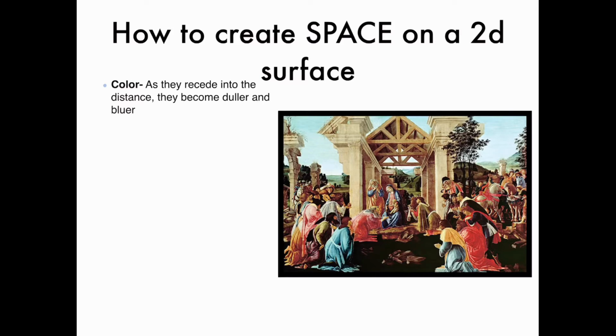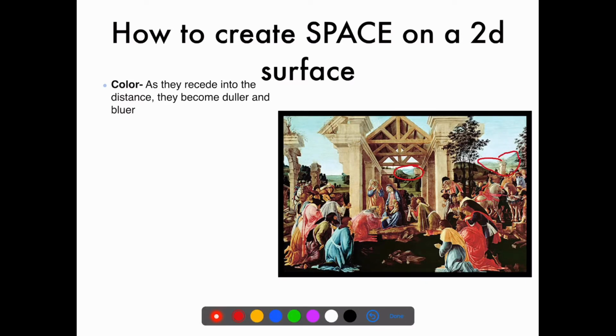As color recedes into the distance, your colors are going to become duller and bluer. So you'll want to remember this for whenever we do our landscape project at the end. These hills in the background are a lighter value and they're more blue in color than these green and darker colored hills that you're seeing in the foreground.